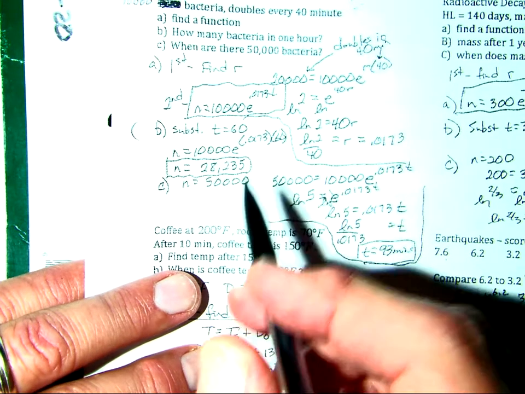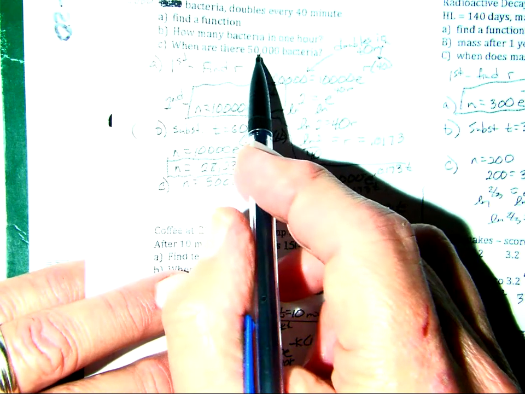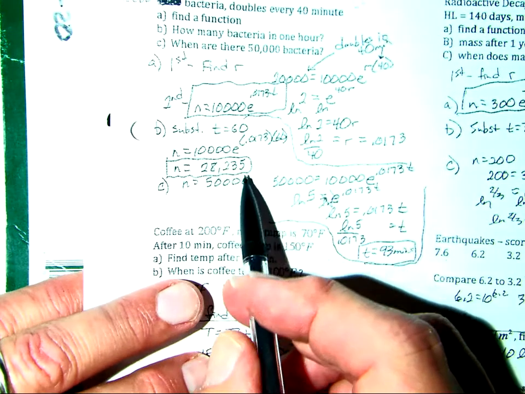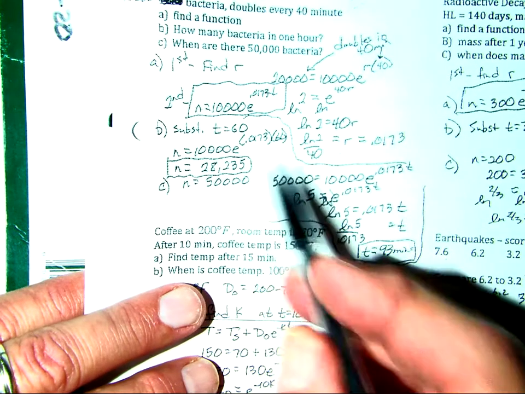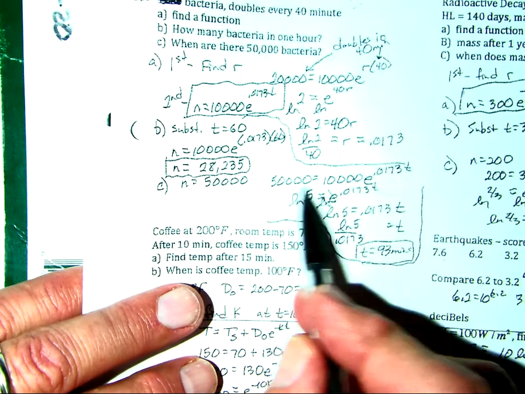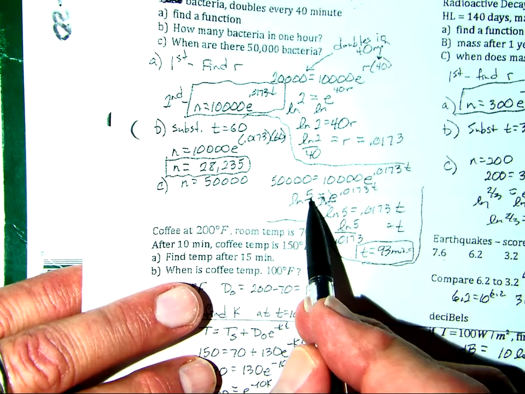On C, it says at what time are there 50,000. So go to the same equation we had here. Now our final amount is 50,000. So our equation starts like this. We want to find T, so we're going to divide by 10,000. That'll give us 5.